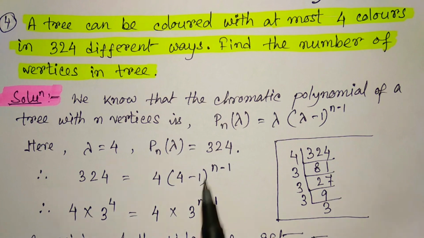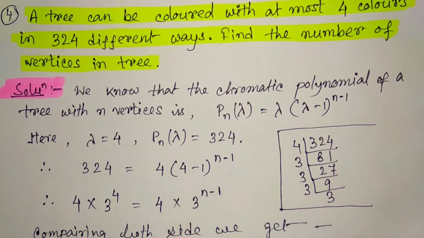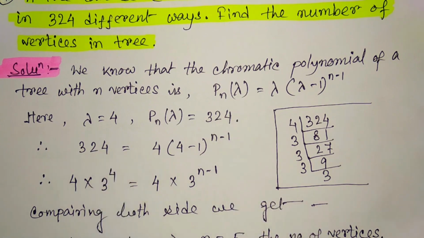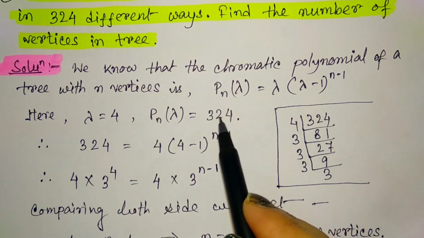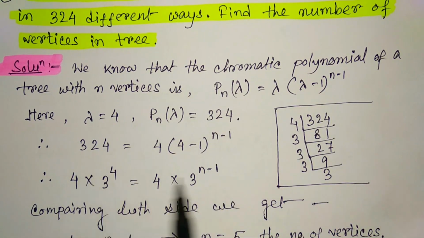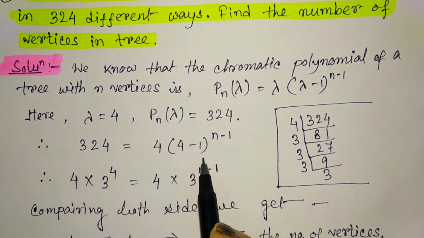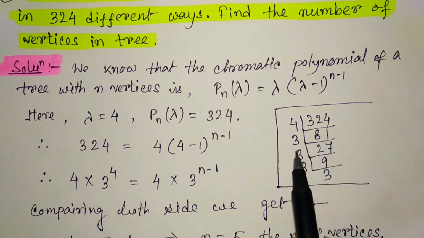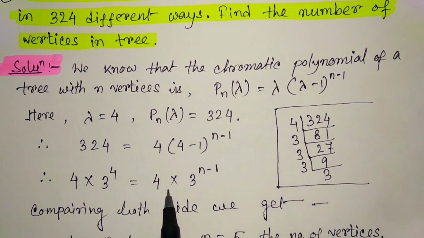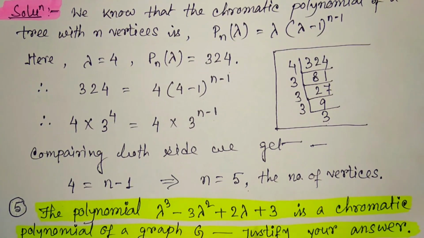Again the same process. This is the chromatic polynomial for the tree, and here if we substitute lambda equals 4, then the total value is given as 324. So if we substitute and just simplify, how to simplify? After some substitution, we just take the LCM of 324. So this is the LCM. According to this LCM, we can write that it is 4 into 3 to the power 4, and here we will find 4 into 3 to the power n minus 1. So if we compare both sides, then n minus 1 should be equal to 4, which implies that n equals 5, which is the total number of vertices. I hope it is very simple to find.